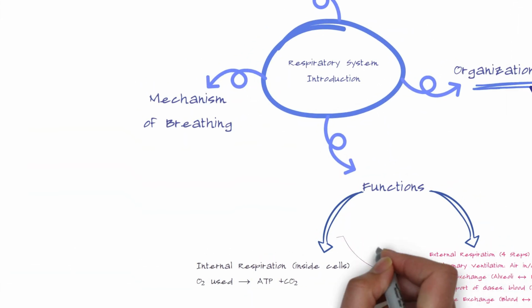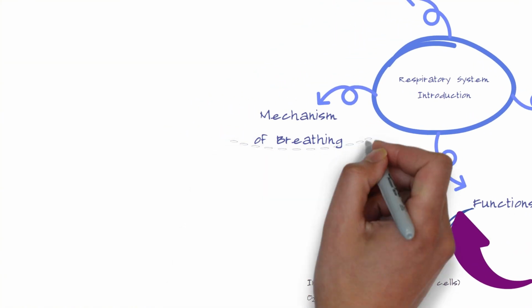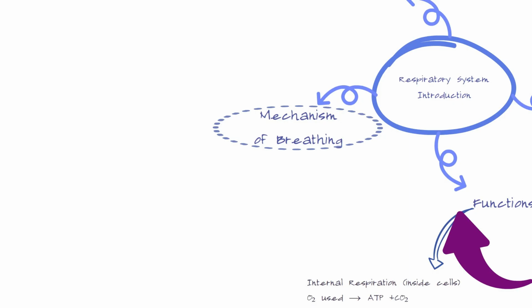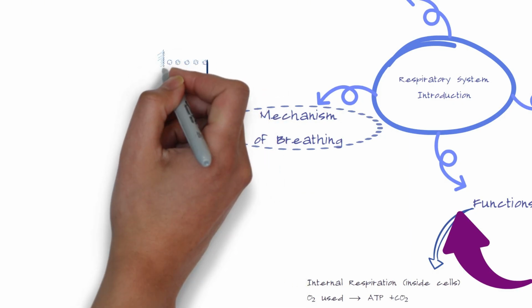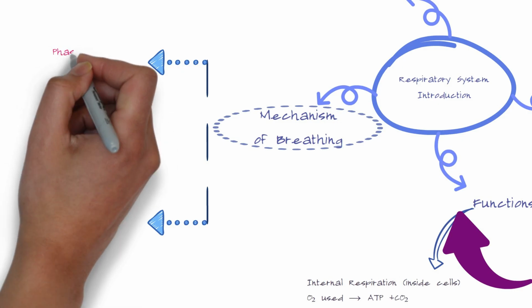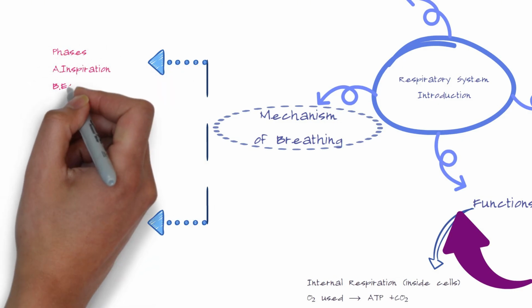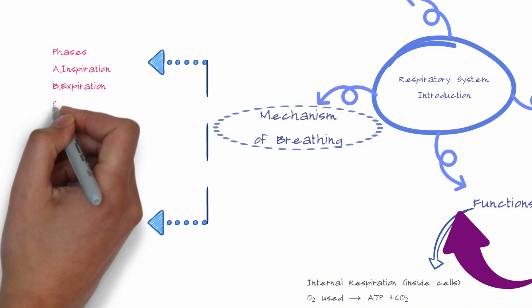Now let's move to the first step of respiration, which is pulmonary ventilation, and here we will understand how breathing occurs. First, what are the phases of ventilation? We have three phases: inspiration, air goes in; expiration, air goes out; and the pause, a brief stop between the breaths. How does the air move? Airflow.